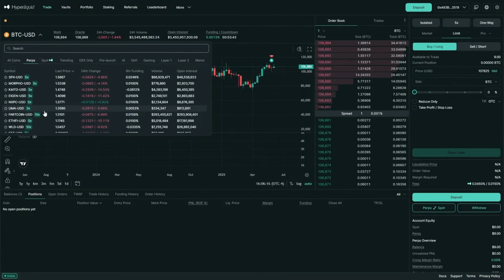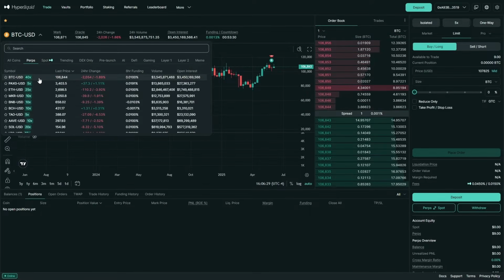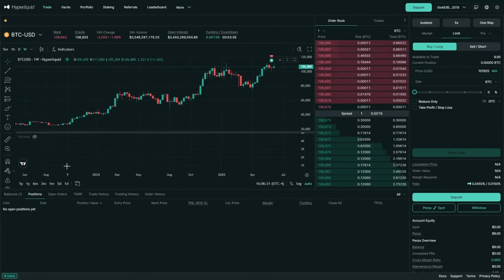But we're going to keep it nice and simple here, and for our video example, we're just going to stick with BTC. So now we can just go up here and look at this bar. We just have the mark, the oracle price, 24-hour change, the 24-hour volume, the open interest, so the total outstanding position of all users on this contract, and the funding and countdown, which we already went over.